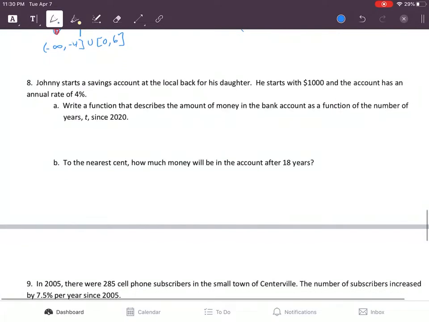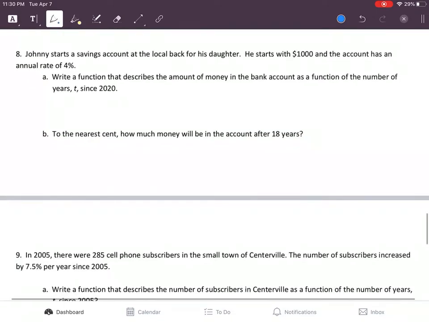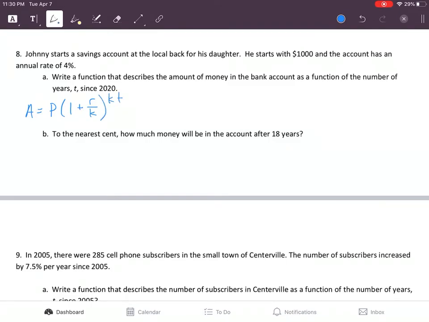Okay, next we're going to do some of the word problems. One thing about these word problems, there are two different equations. I'm going to show you both. The first one is A equals P, the principal, times 1 plus the rate divided by K, raised to the K times T power.